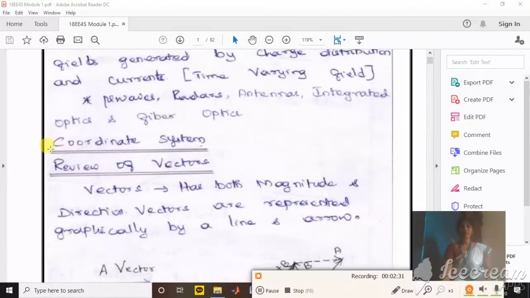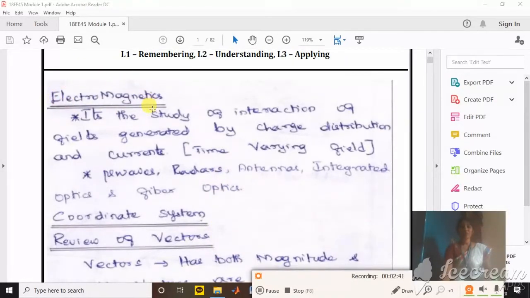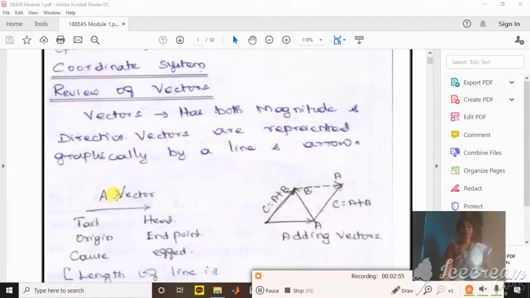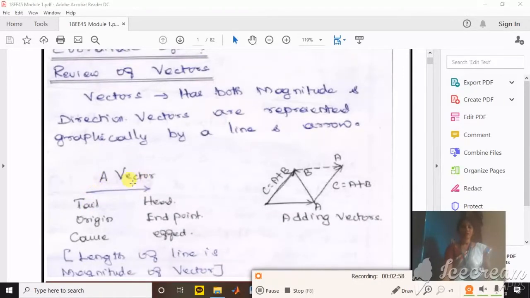Before we see the different types of coordinate system, we should know what is meant by vector and what is meant by scalar. These two are very important factors in the analysis that you do using electromagnetics. Scalar means it consists of only magnitude. Vector means it has both magnitude as well as direction, and it has to be represented by a line or arrow. You can see here a vector. If A is the vector, it has both magnitude as well as direction. So this is going to be your tail end and this is going to be your head end pointer.